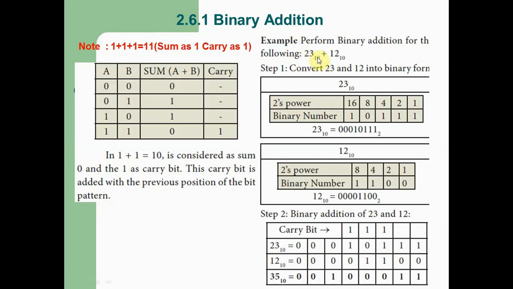If you are given a question like this, perform binary addition for 23 plus 12, then as the very first step convert the decimal number 23 into binary by using repeated division by 2 or the sum of powers of 2, which we already discussed. Then in the same way convert 12 into binary. The binary value of 23 is 00010111 and the binary value of 12 is 00001100. Additional zeros are padded here to complete the 8-bit format.